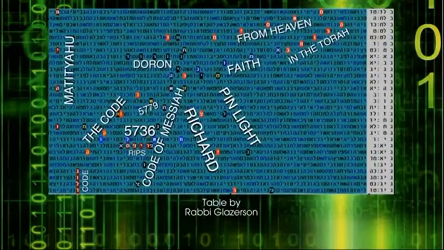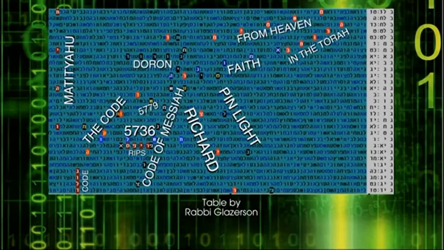This is a really recent table. This one's kind of shouting at us. It has everybody's name that's been involved in the Torah codes in some way in one sentence. It's a little messy, but basically it says Matityahu, which is Rabbi Glazerson's first name, code there at the bottom, 5779, which is the year 2019, this year. 5736 is the year where the codes were first discovered by Professor Rips. Rips is right under it.